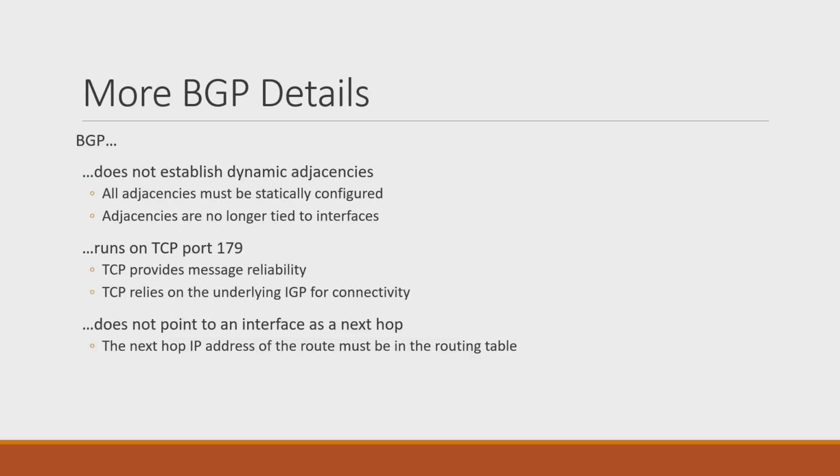Finally, because BGP depends on an IGP for connectivity, it doesn't think in terms of interfaces, but in terms of addresses. One of the things each BGP route will have is a next hop. This next hop address must be in the routing table and reachable by a protocol that's not BGP. If this isn't the case, the BGP route won't be considered valid and won't be installed.